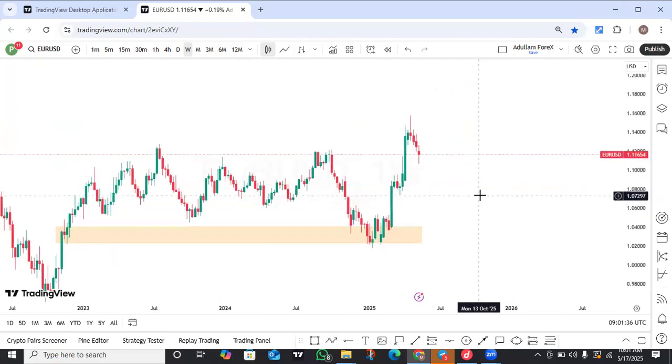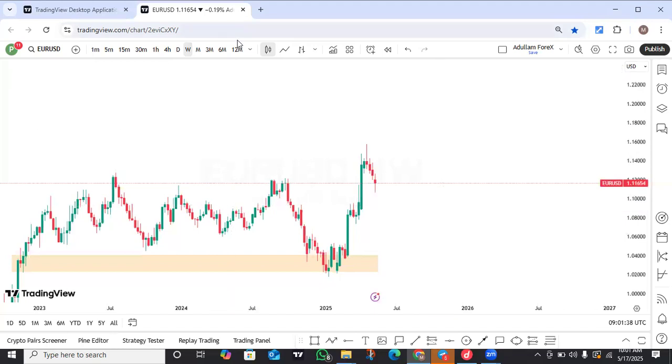So this is it. This is impulse, correction, impulse. So the market broke out this level here. Currently also on the weekly time frame, we are in a bullish direction, but after looking at the structure, you also have to pay attention to the current phase of the structure.